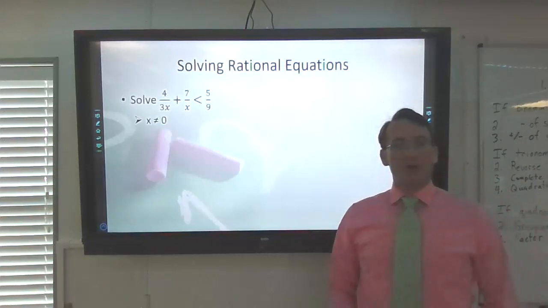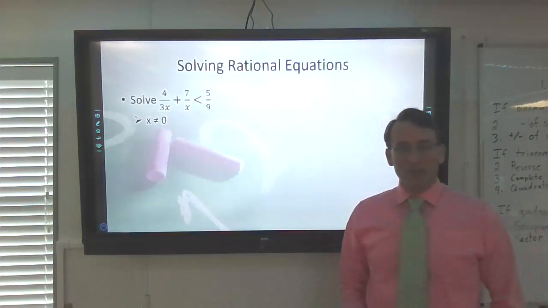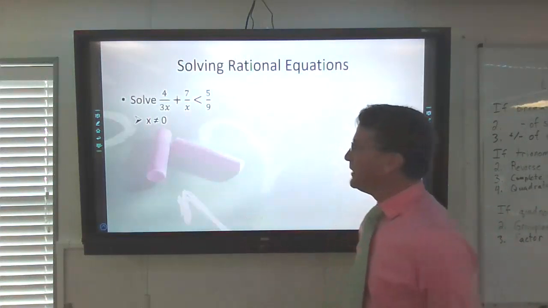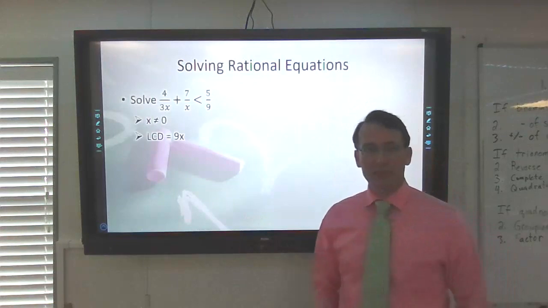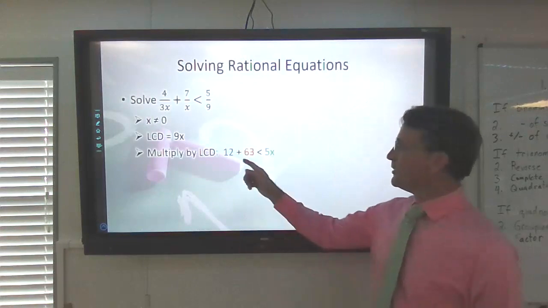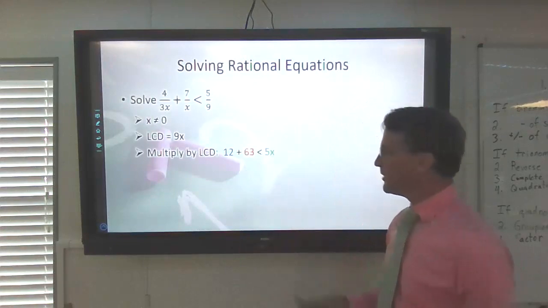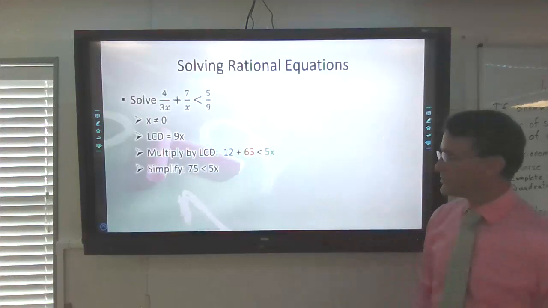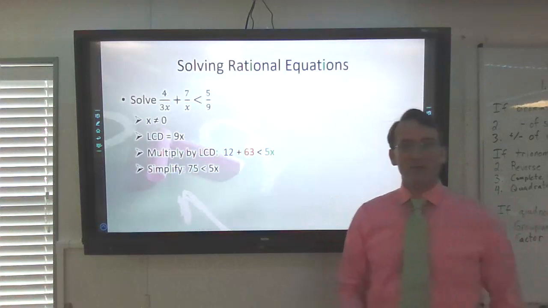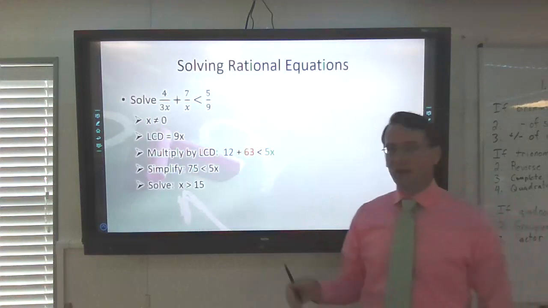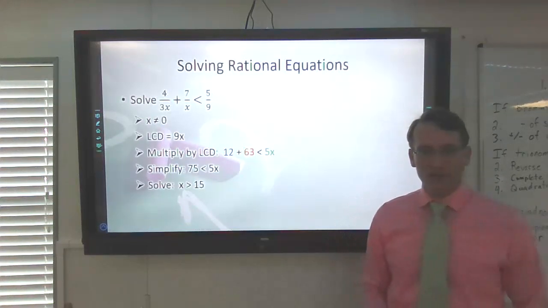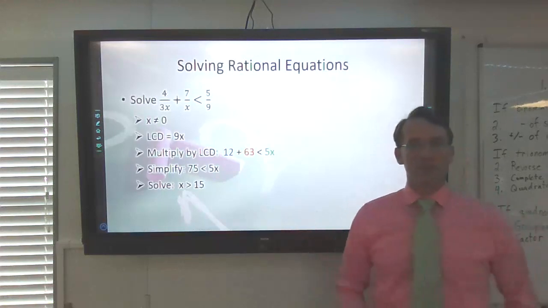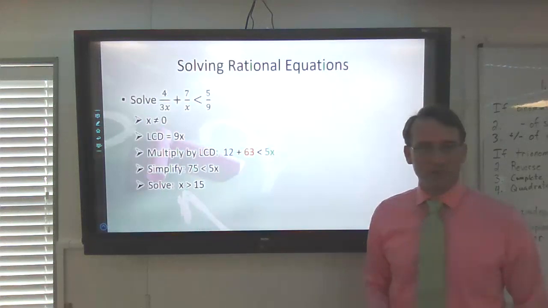All right, first of all, I notice that x cannot be equal to 0. I am now going to multiply by my least common denominator, which is going to be 9x. So multiplying each piece by 9x, my first term becomes 12, my second term becomes 63, and my last term becomes 5x. Combining my like terms of the 12 and 63, that gives me 75. Dividing both sides by 5 gives me x greater than 15. You could have 15 is less than x, which is the same as x is greater than 15.